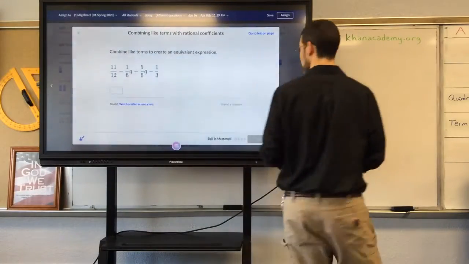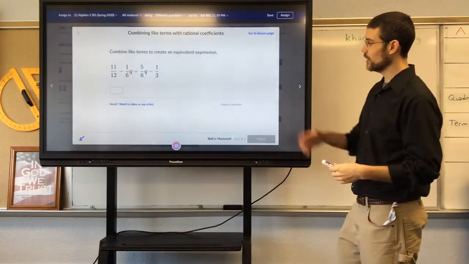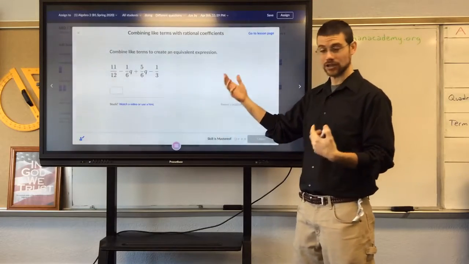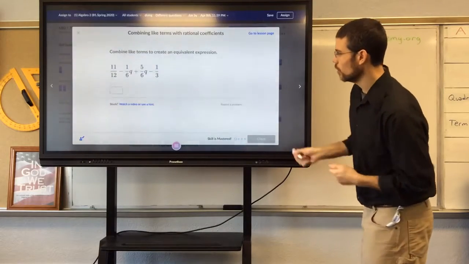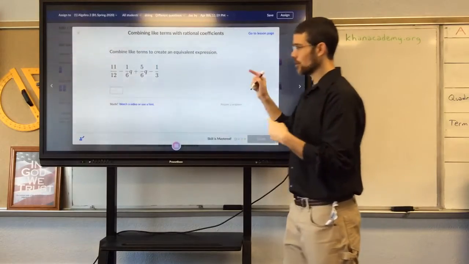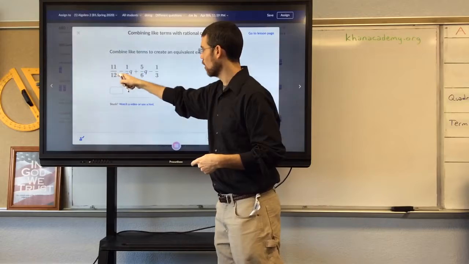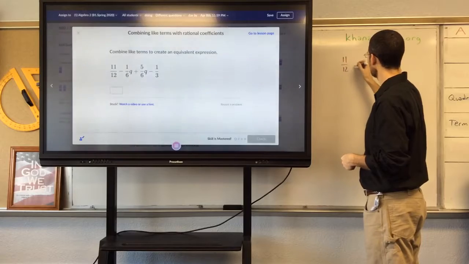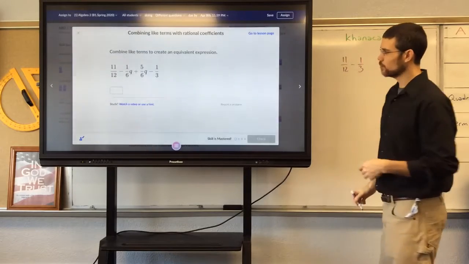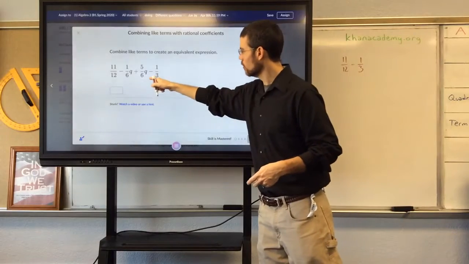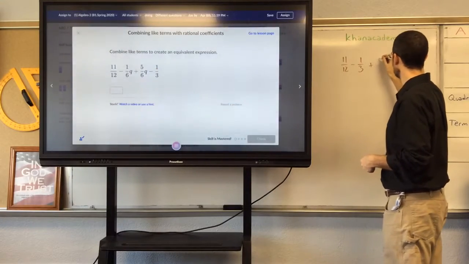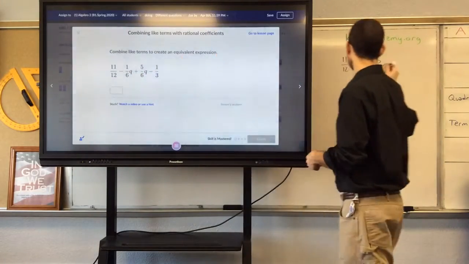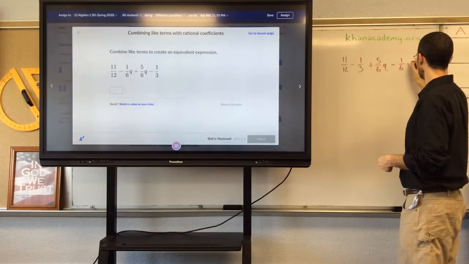Each of these fractions is a rational number. Okay, so we're going to combine like terms just like in the previous problem set. We can add q's and q's. We can add constant numbers, rational numbers to rational numbers. So we will rearrange this with the commutative property of addition. So 11 twelfths plus negative 1/3 can be expressed like this. And then we can do our q's. We've got 5/6 q, which is positive, and we have negative 1/6 q, which is subtracting 1/6 q.